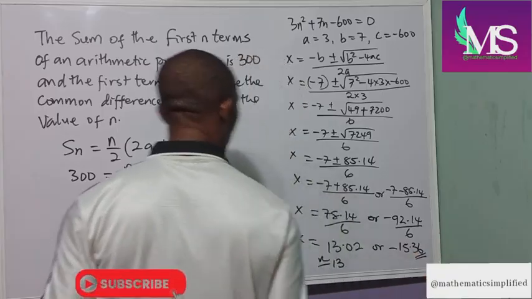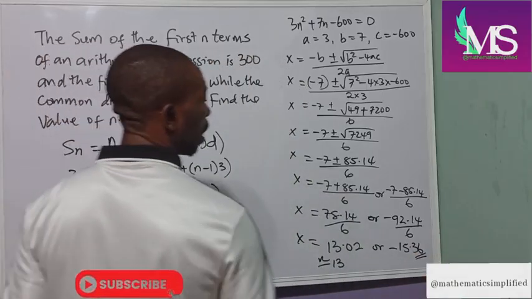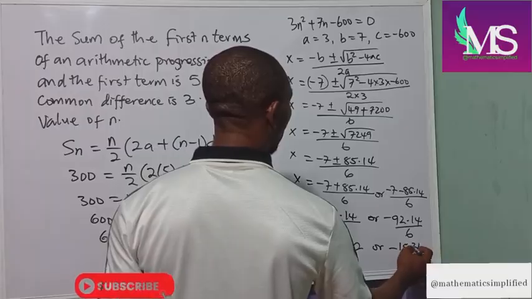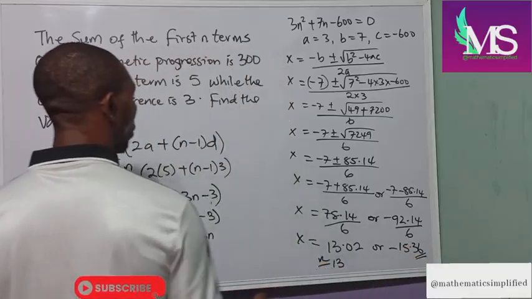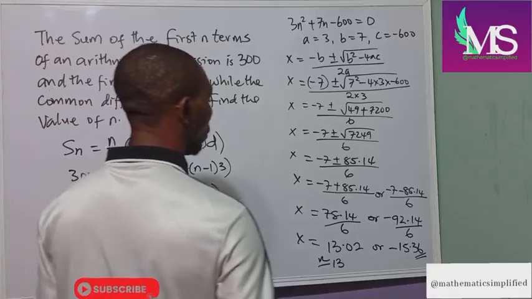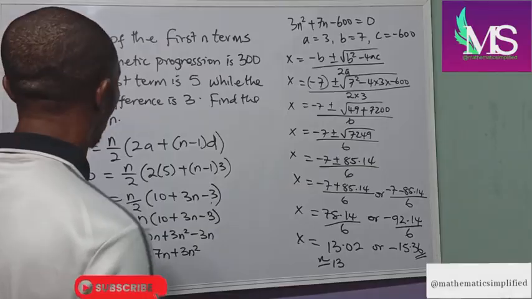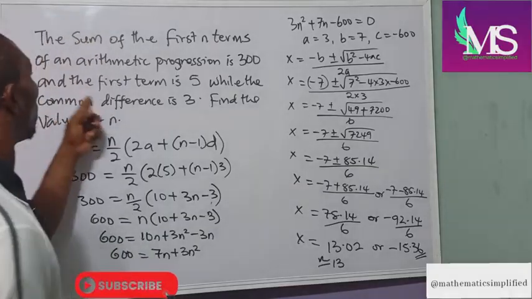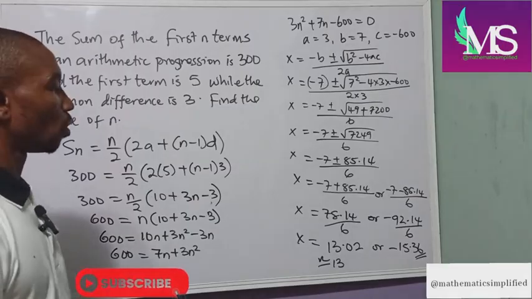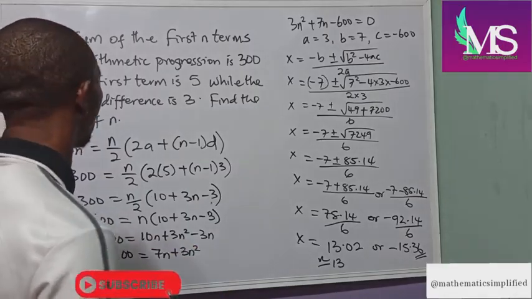But since we know that our number of terms can't be negative, the valid answer will be 13 terms. So the possible number of terms in the sequence or series of this arithmetic progression would be 13 terms.